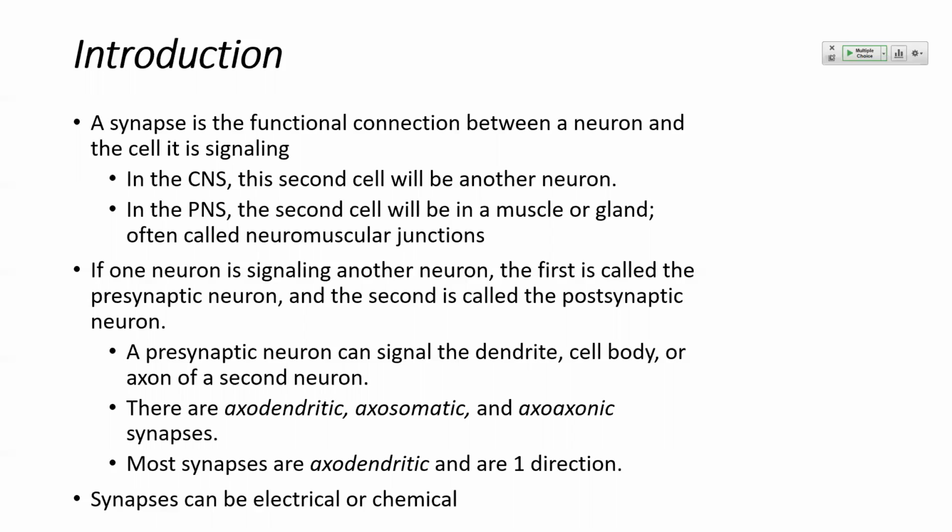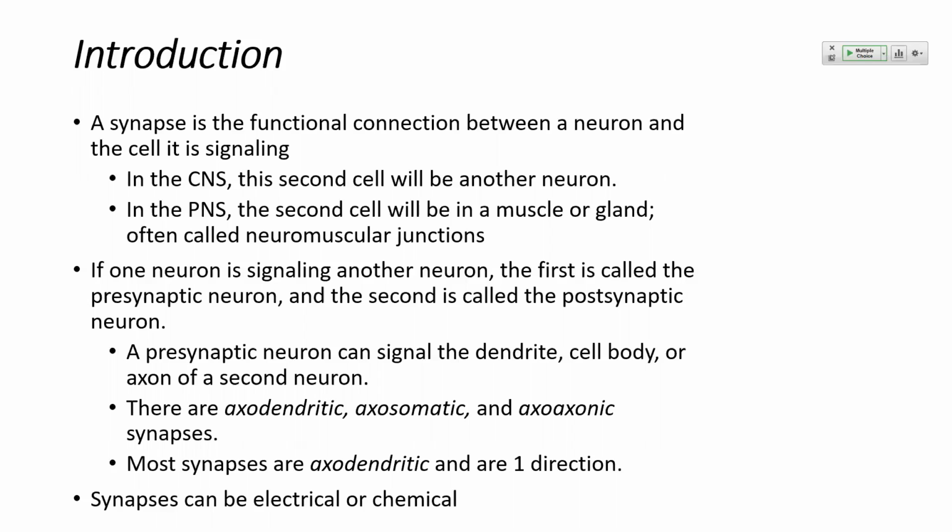Now, if one neuron is signaling another neuron, the first one we describe as the presynaptic, the second one is the postsynaptic, and we also have different types of connections. So we can describe an axodendritic connection. This is a connection or a synapse between the axon or the axon terminal of one neuron and the dendrites of a second or postsynaptic neuron.